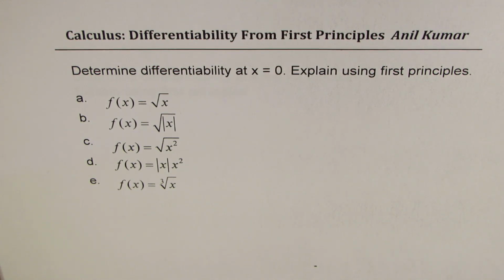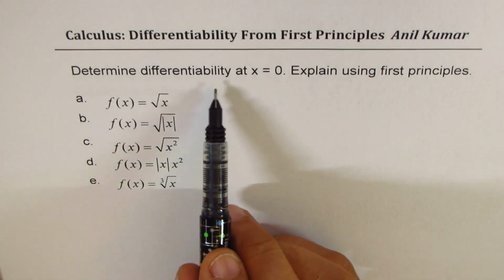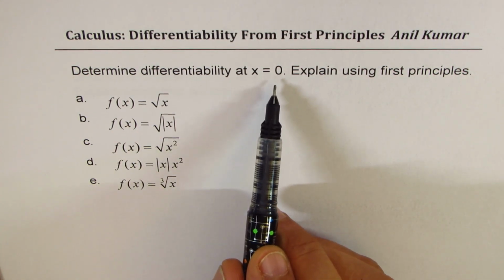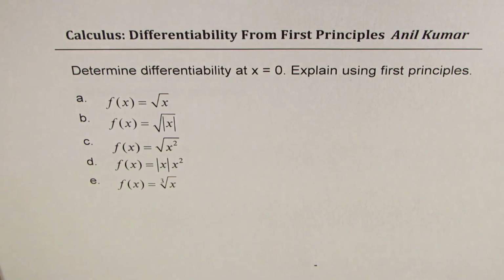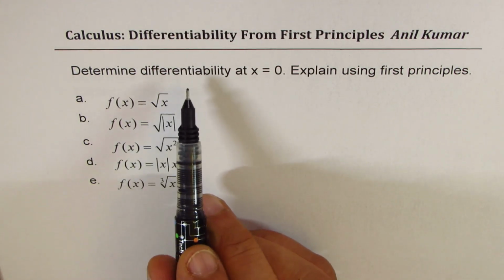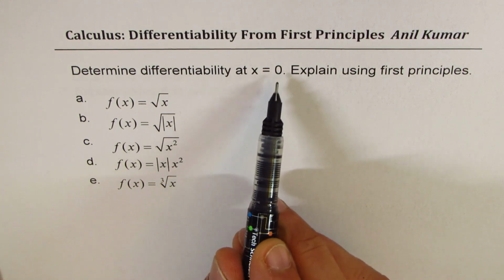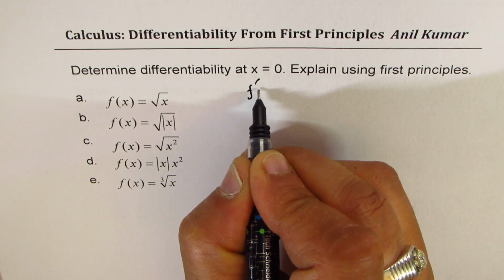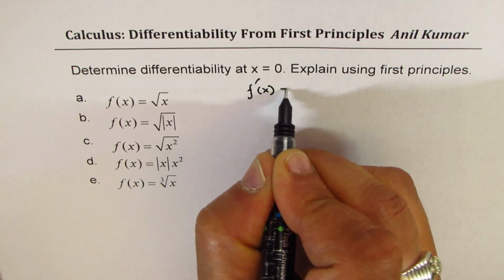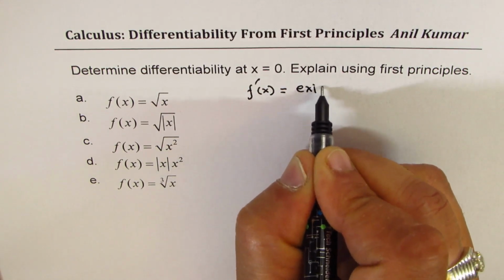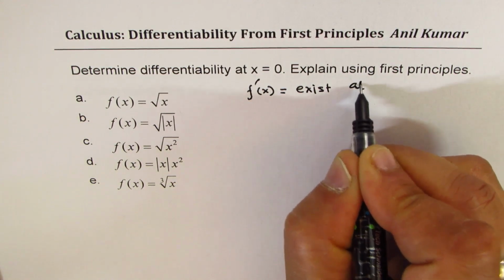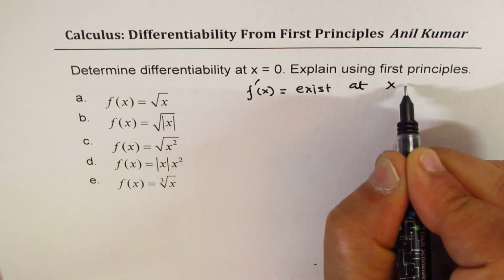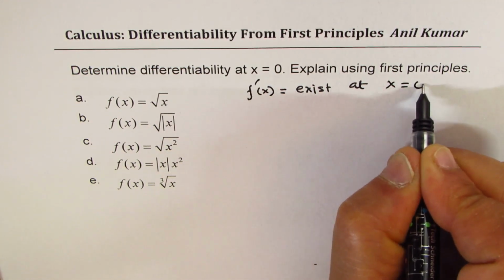The question here is, determine differentiability at x equals to 0. Explain using first principle. So let's try to understand the question. When I say differentiability at a point, we mean that the derivative of the function should exist at that point. In this case, that point is x equals to 0.